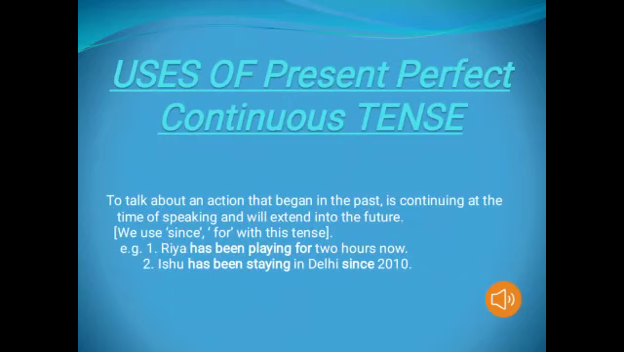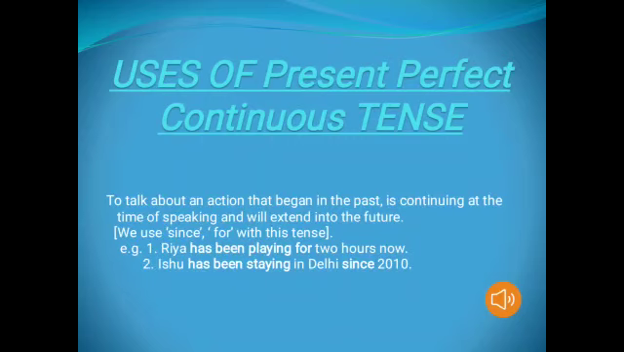And now look at the uses of present perfect continuous tense. It is used to talk about an action that began in the past, is continuing at the time of speaking, and will extend into the future. As I had told you in the previous slide, it is the combination of perfect and continuous tenses.